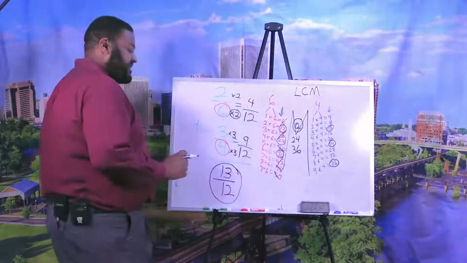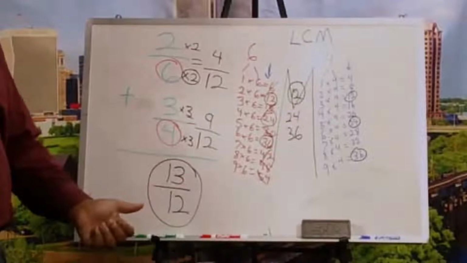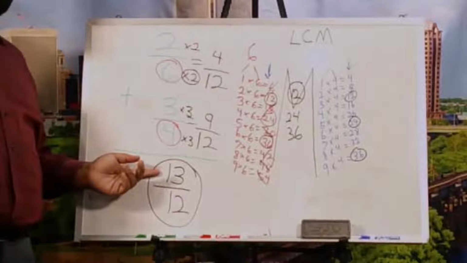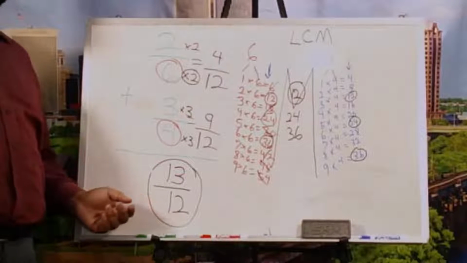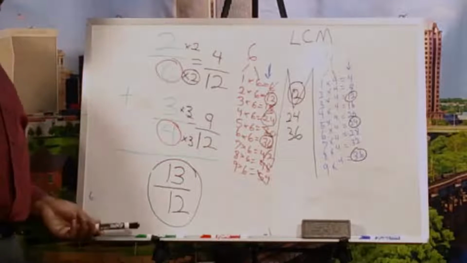Don't get upset. This is still a fraction, but we call this an improper fraction. When the numerator, the number on top, is bigger, and the denominator is smaller, we call that a what? Improper fraction. Questions or concerns?